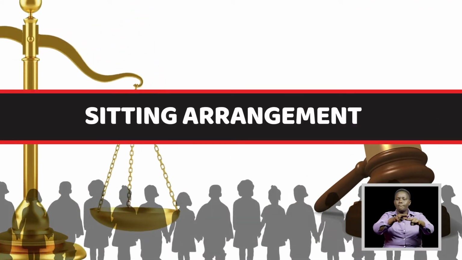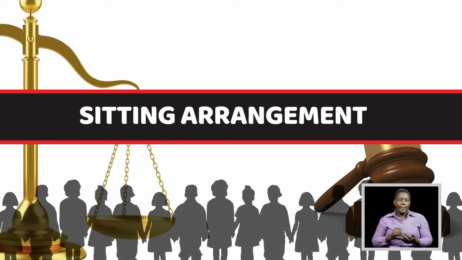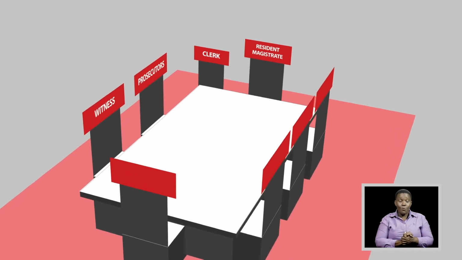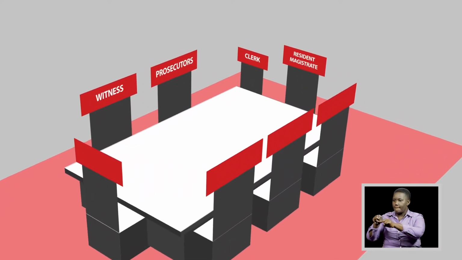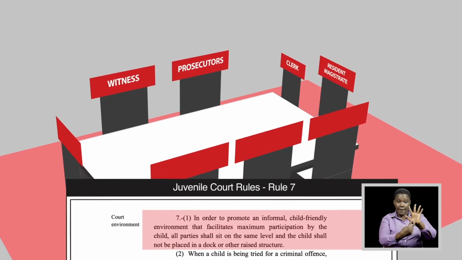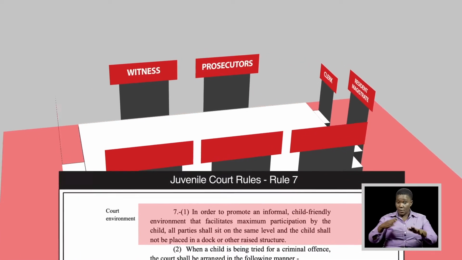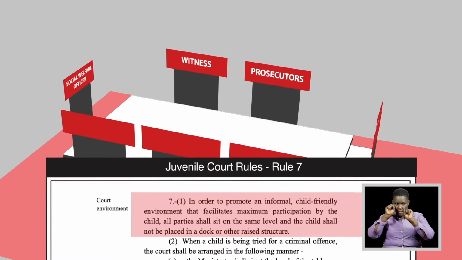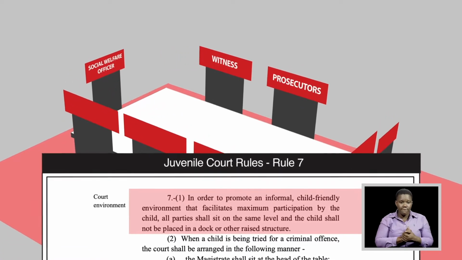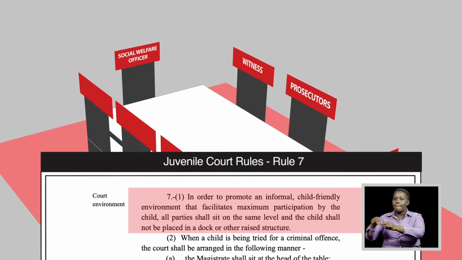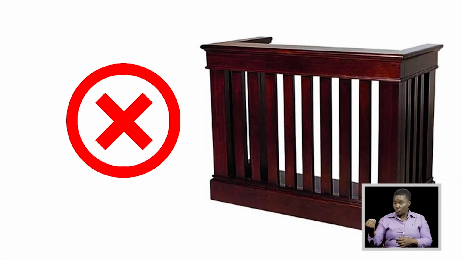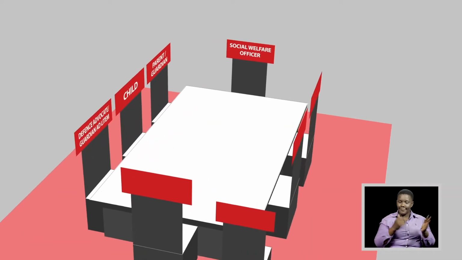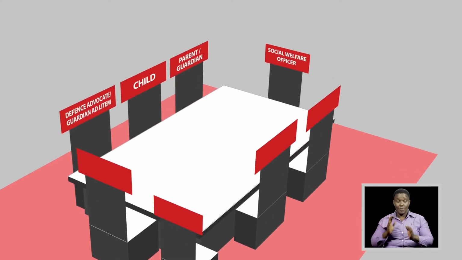Sitting arrangement. In juvenile court proceedings, there is a required sitting arrangement. Rule 7 of the Juvenile Court Rules states that in order to promote an informal, child-friendly environment that facilitates maximum participation by the child, all parties shall sit on the same level and the child shall not be placed in a dock or other raised structure. The proper sitting arrangement is as follows.